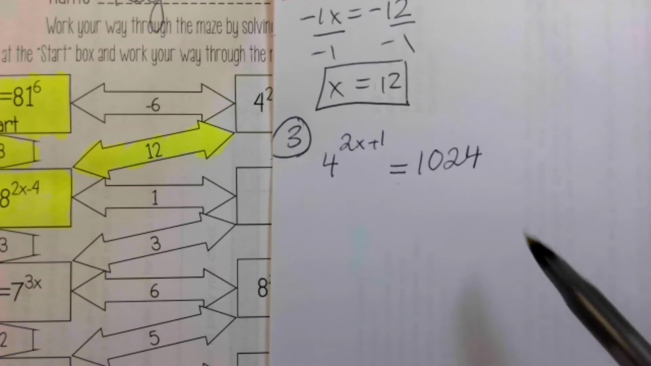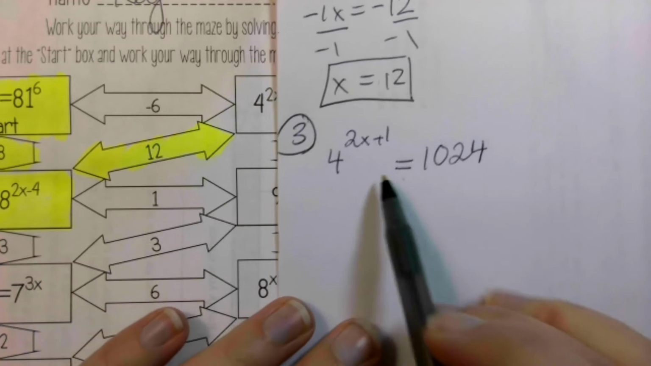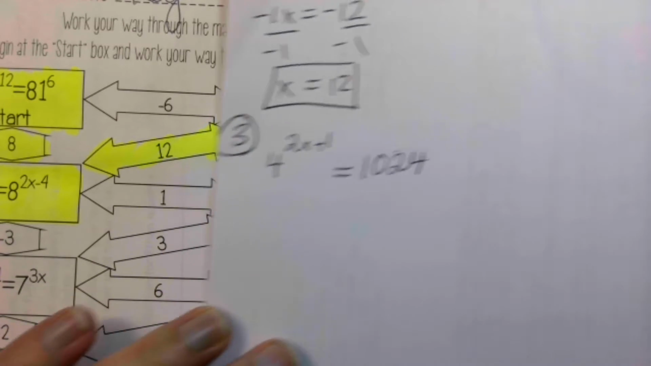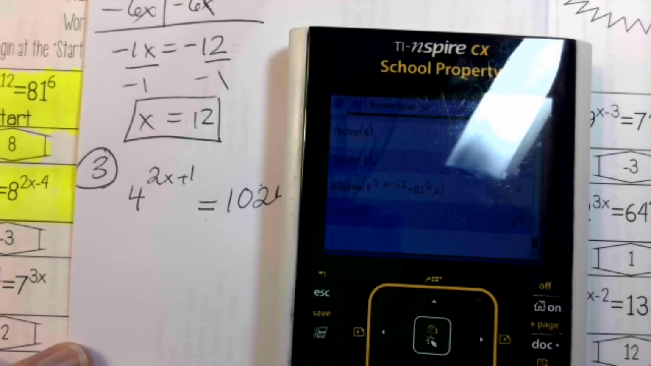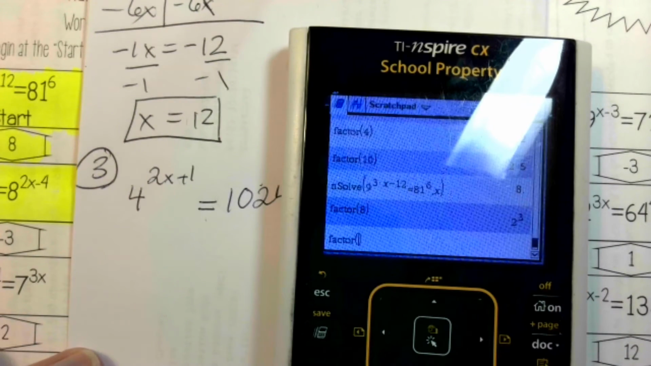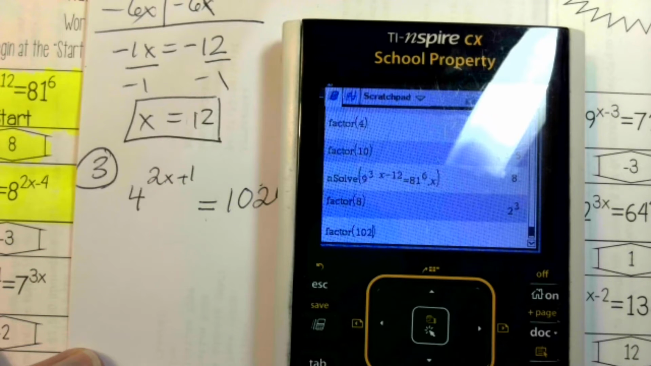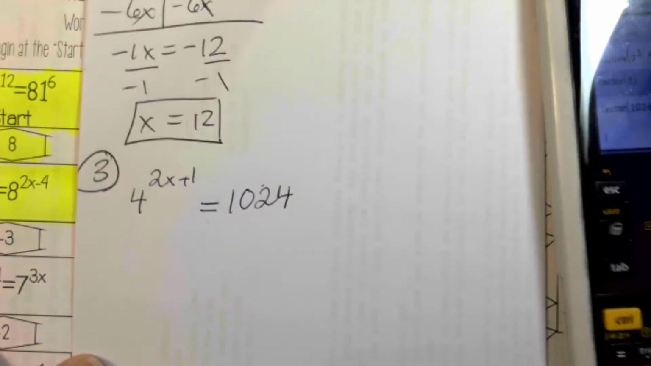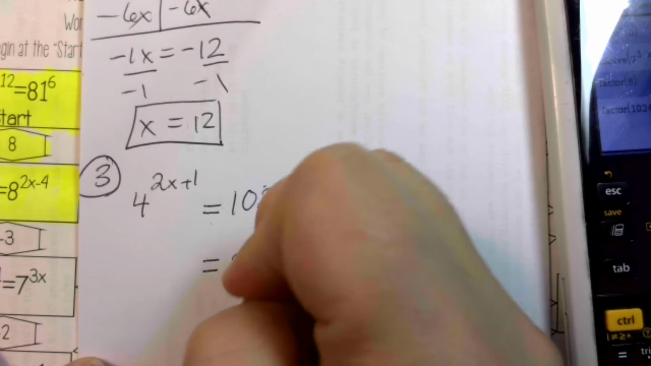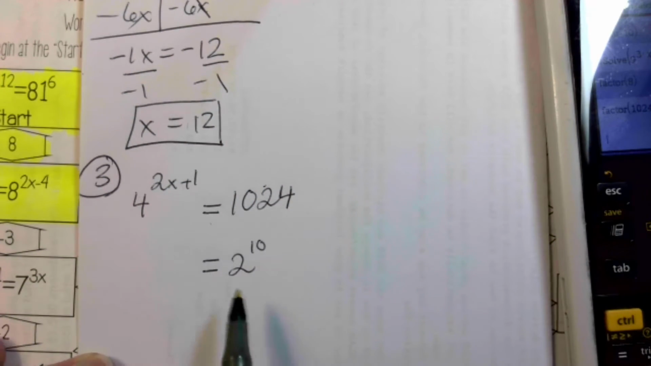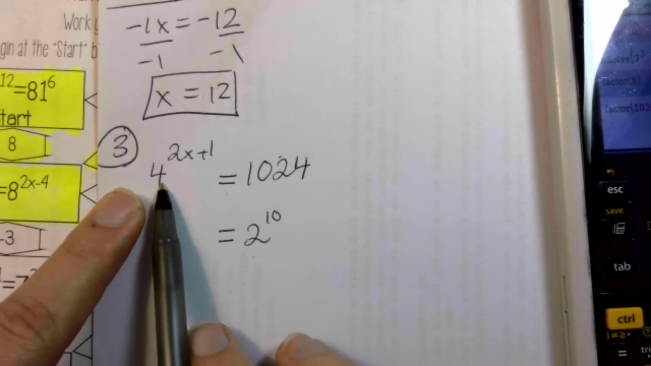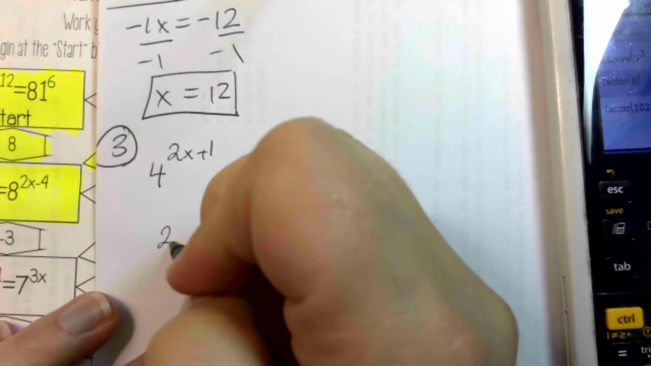Now off the top of my head, I do not know how to rewrite 1024 as a power of 4. So I'm going to use my calculator. Menu 2, 3. I'm going to put in that 1024. It's telling me it's 2 to the 10th power. Well, I can do that. 2 to the 10th, but now these aren't the same. That's okay, not a big deal. We're just going to rewrite this. 4 is the same thing as 2 squared.